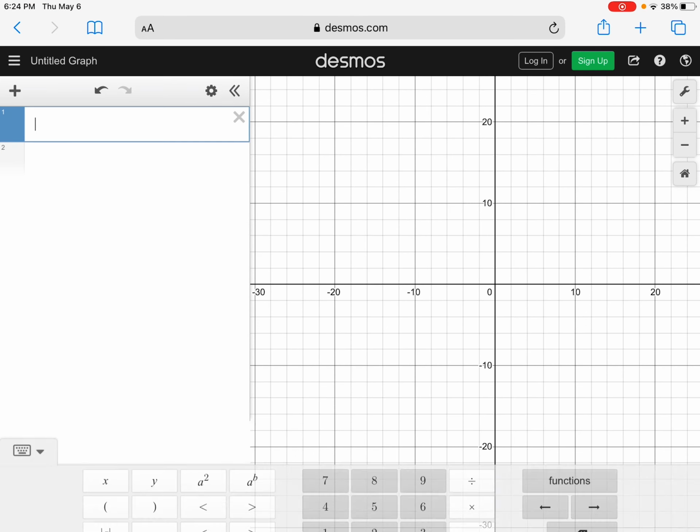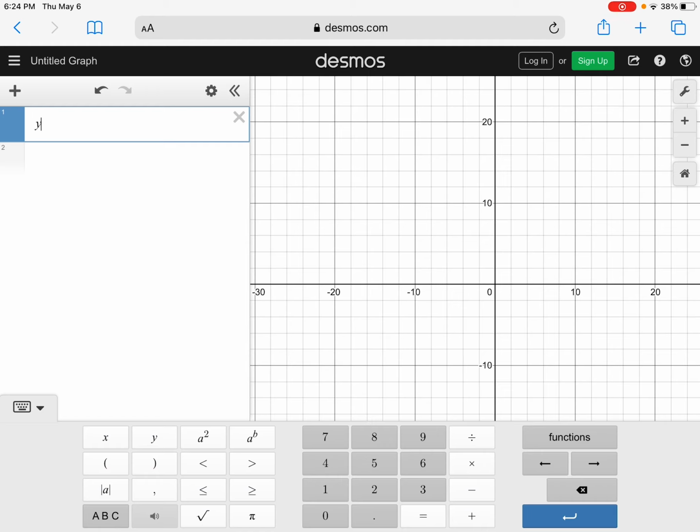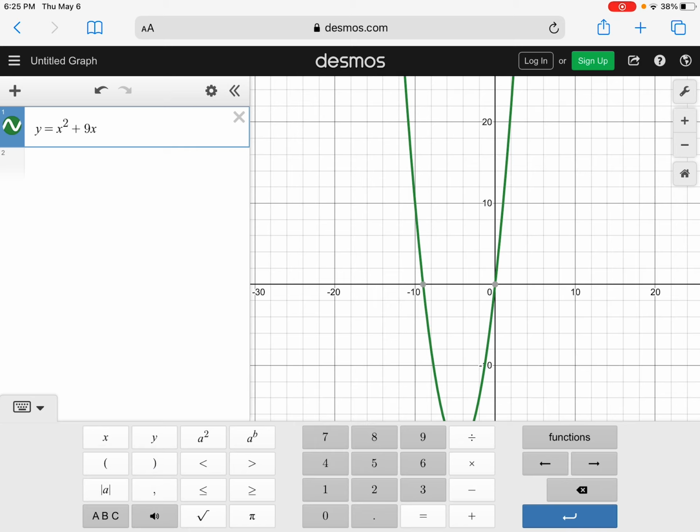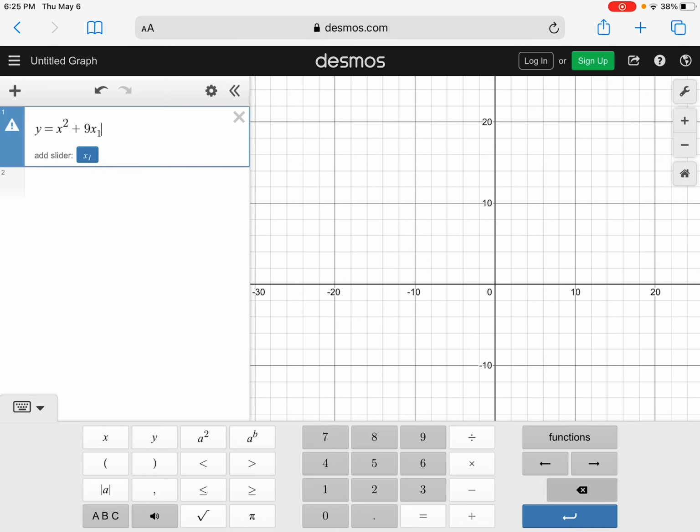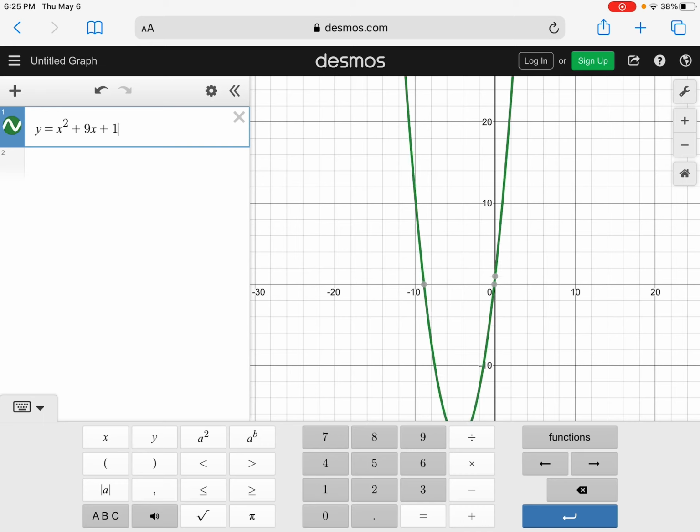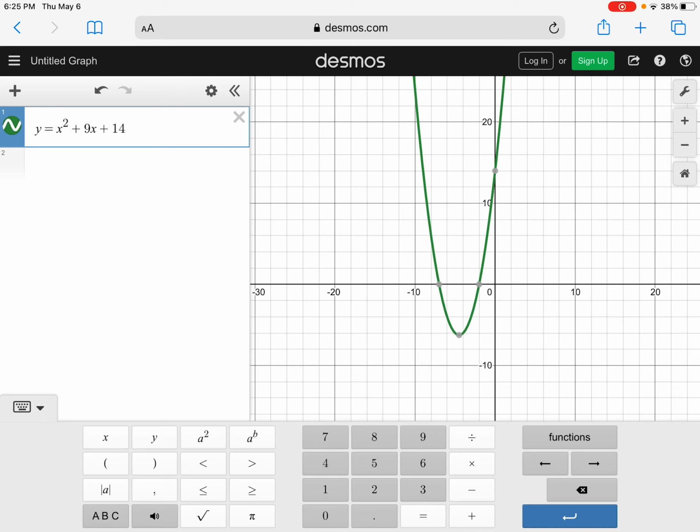Close this. Y equals, what number are we doing again? Oh, 16. Y equals x squared plus 9x plus 14. Oh, no, plus 14. There we go. And we want the zeros. So we want where it crosses the x-axis.